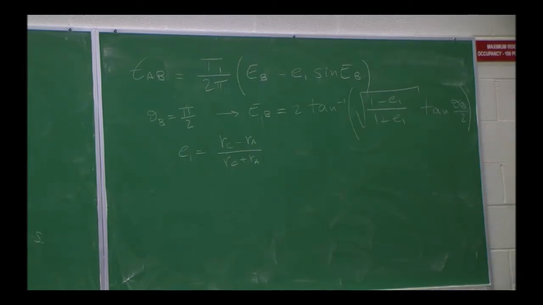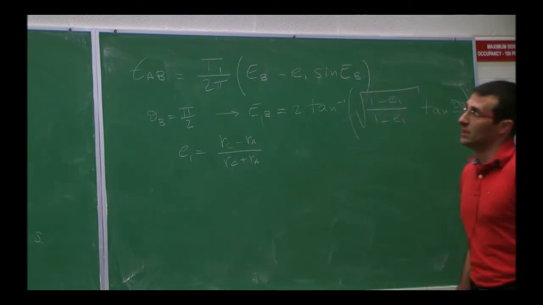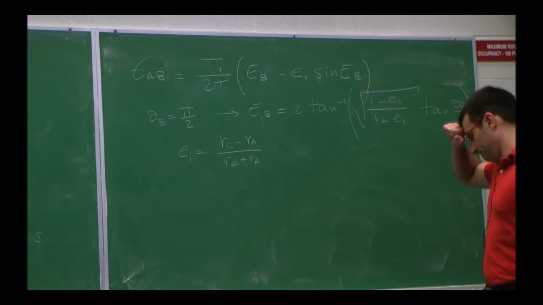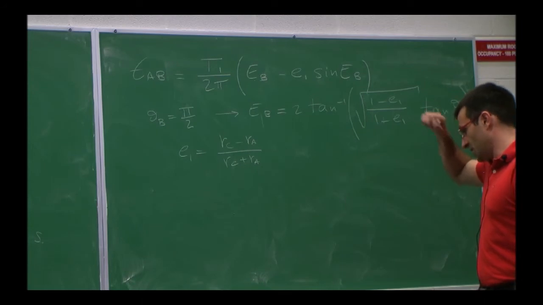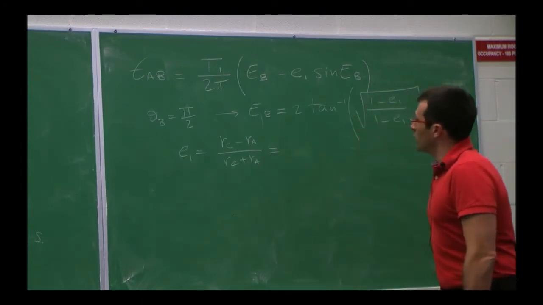Your tests are open book, your homeworks are open book. Just find the way to find the parameters you need with the information you're given. Remember there was a summary, kind of a table, at some point, for all the types of orbits.